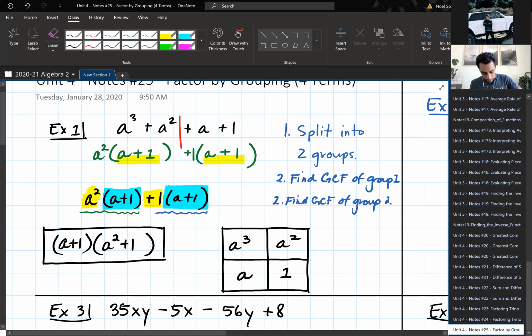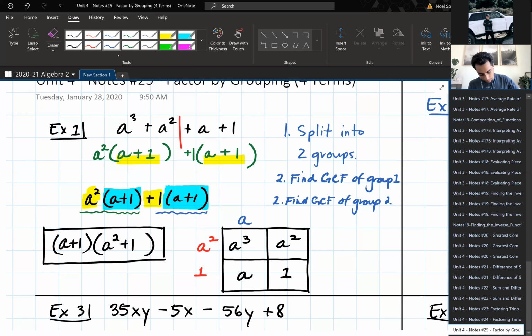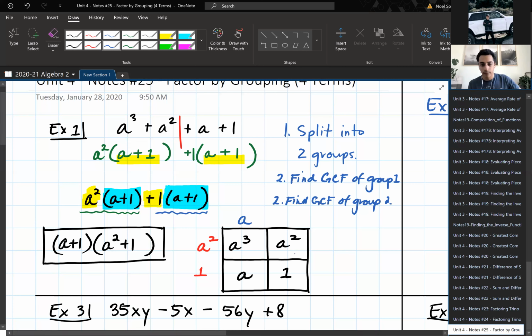So if I have a to the third and a squared, what's the GCF for that first row? That's right, it's a squared. Take a look at a and positive 1. What's the GCF of the bottom row? Yeah, it's just positive 1. Now take a look at the first column, a to the third and a. What's the GCF between those two? Yeah, it's just a. And what is the GCF between a squared and 1? Yeah, it's just 1.